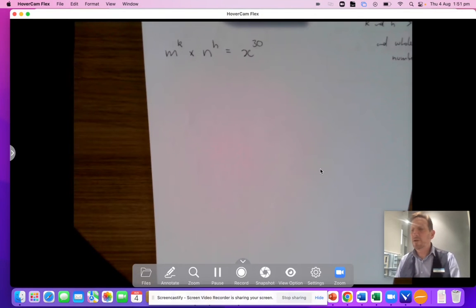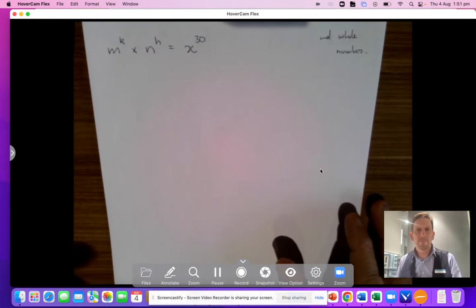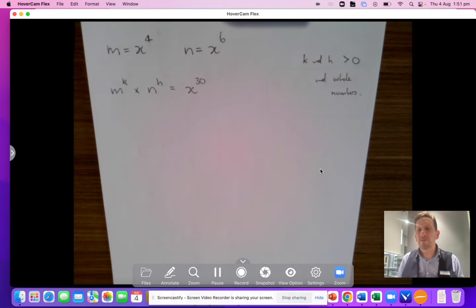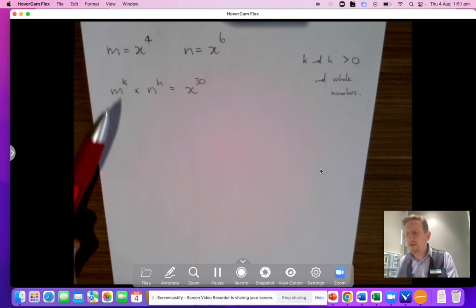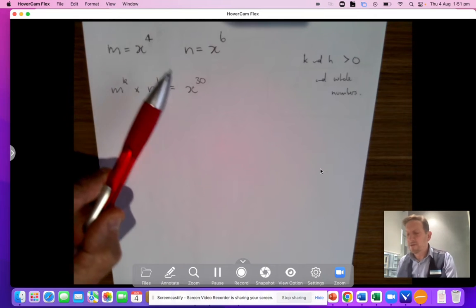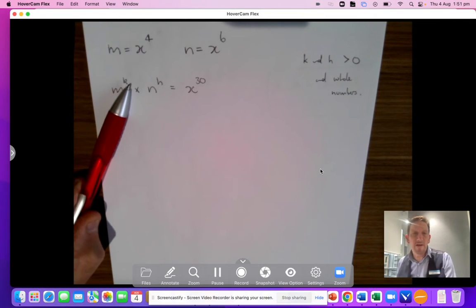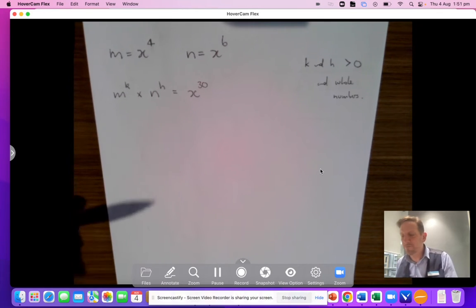Okay, so let's look at this situation. We've got this as the open-ended task. We've got that m equals x to the power of 4, n equals x to the power of 6, and we want m to the power of k. It's a lot happening here, a lot of algebra.